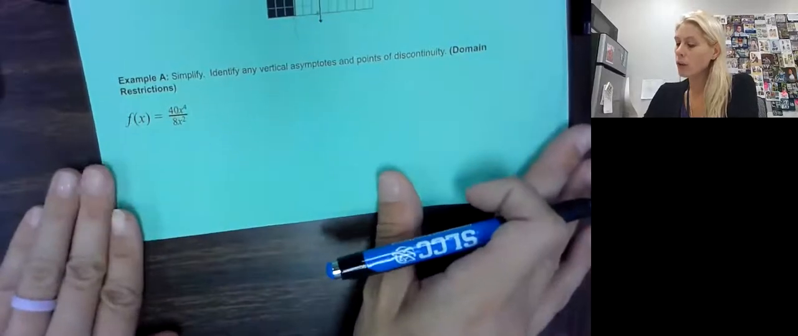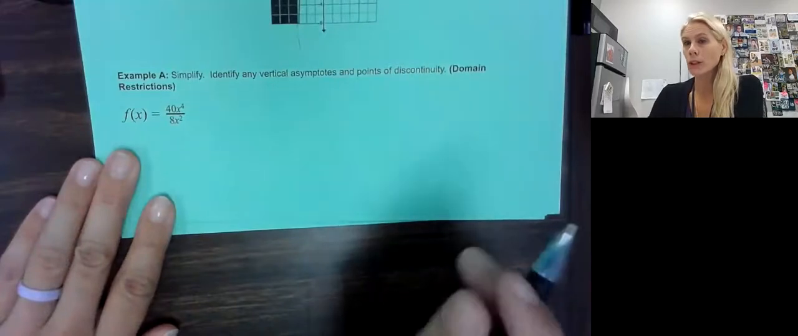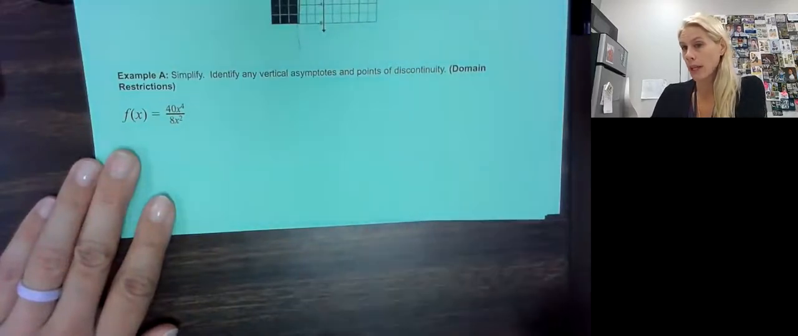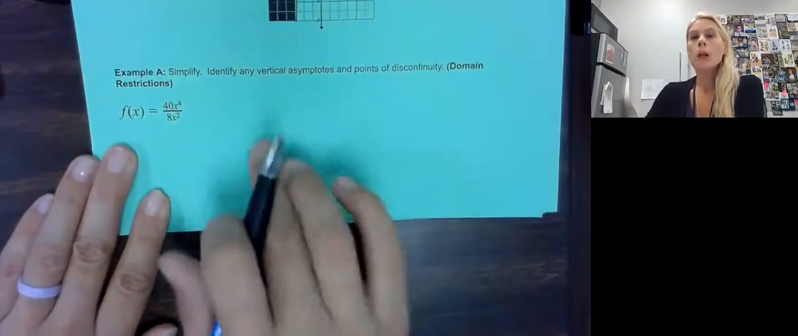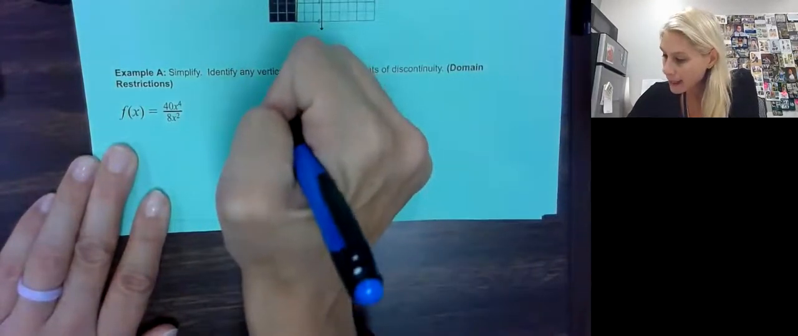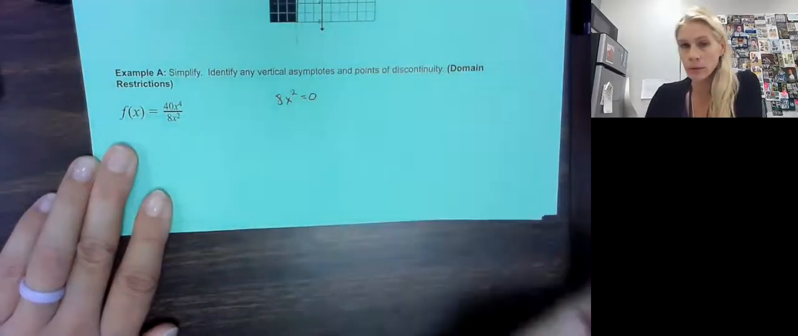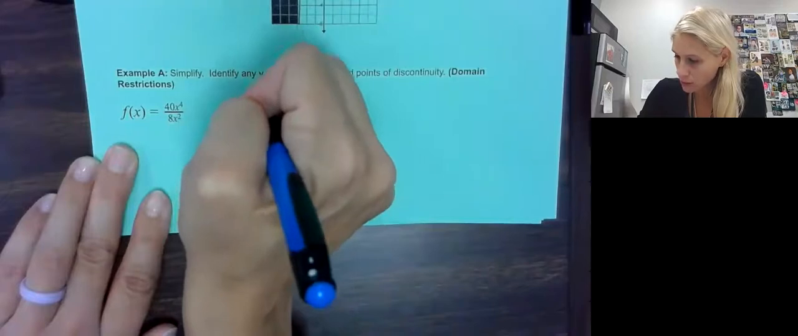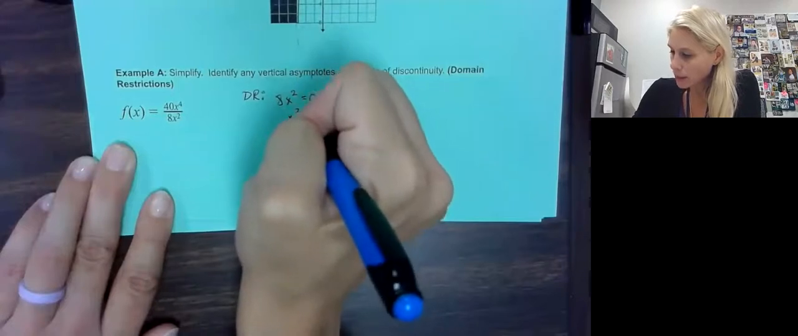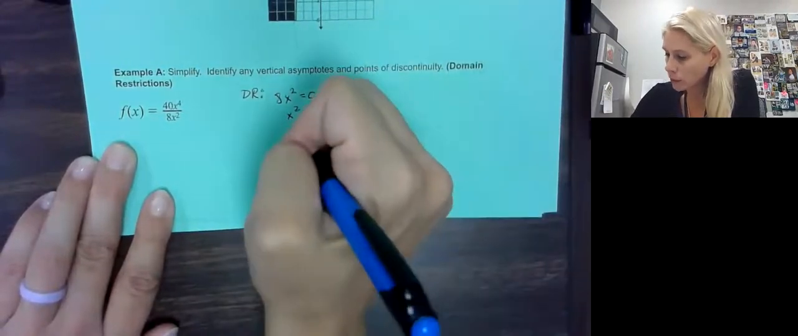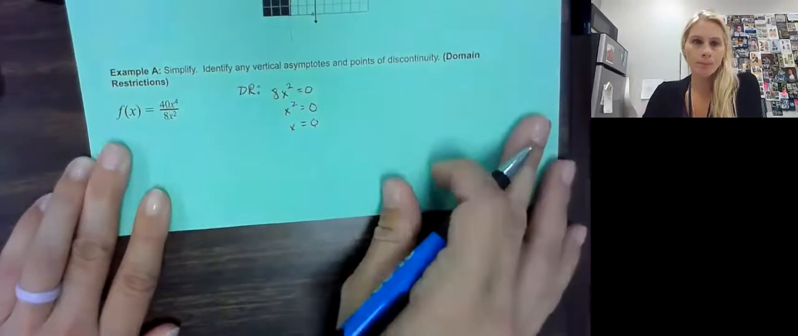All right, so first thing we're going to do is identify the domain restrictions if there's no factoring involved, which technically there's no factoring involved right now. So if you look, what makes 8x squared equal 0? We're doing domain restrictions right now. Divide both sides by 8, we get x squared equals 0. Take the square root of both sides and we get x equals 0. So the domain restriction is 0.